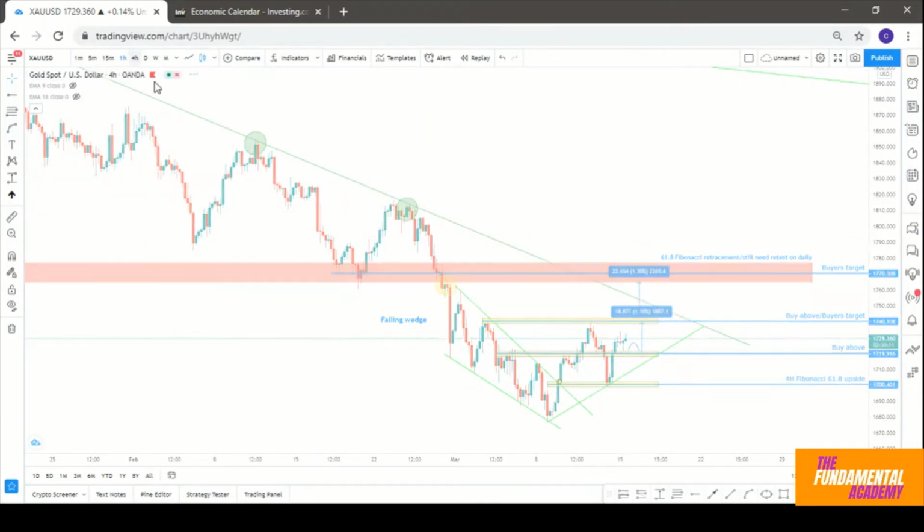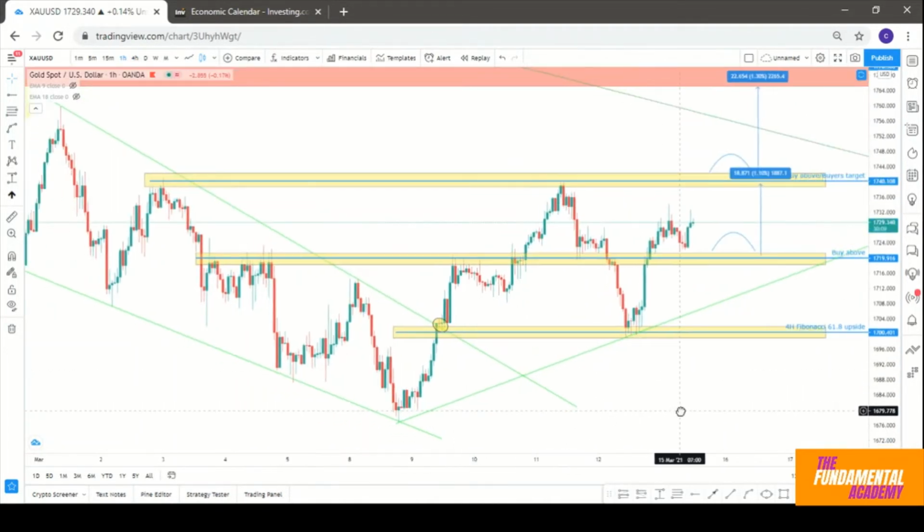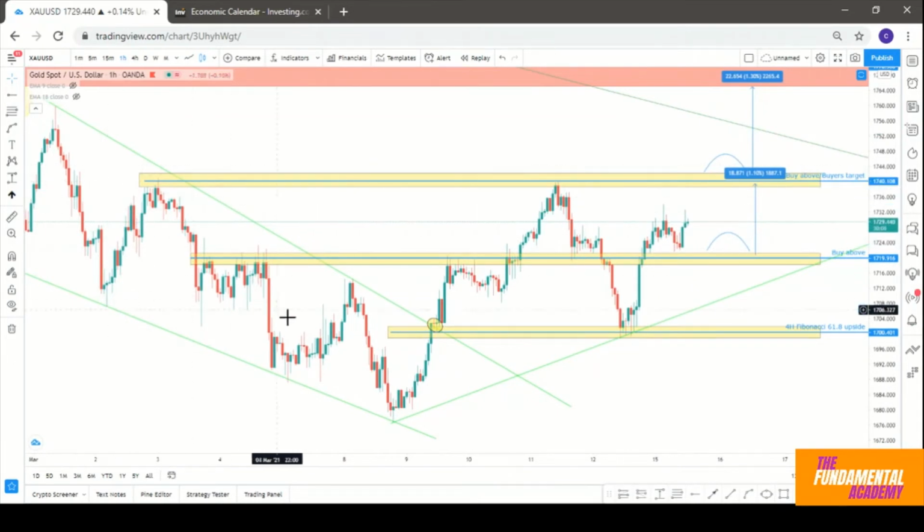So if I just drop down lower on gold, this is just a review of it. We had this falling wedge, which signals a reversal, right?